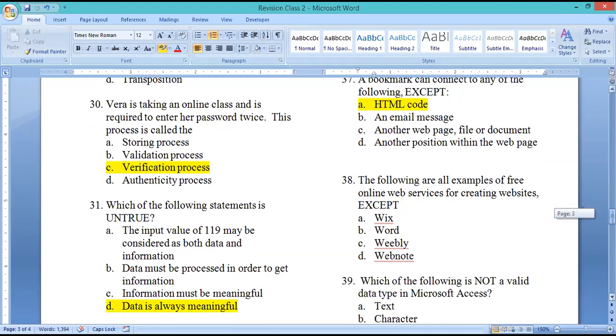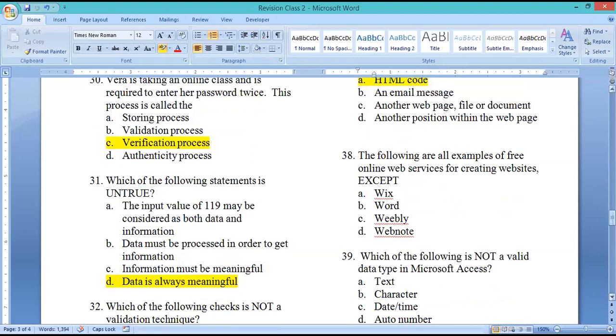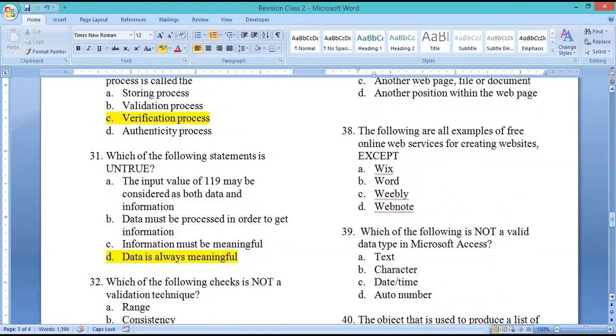All right, the following are all examples of free online web services for creating websites, except. So which one of these is not a free online web service that you can use to create websites? Operative words, free online. Word. Exactly. No taking too long. Microsoft Word, not the online one.